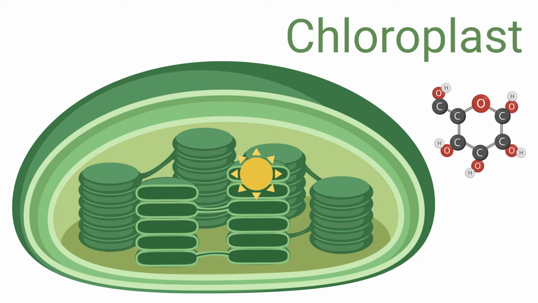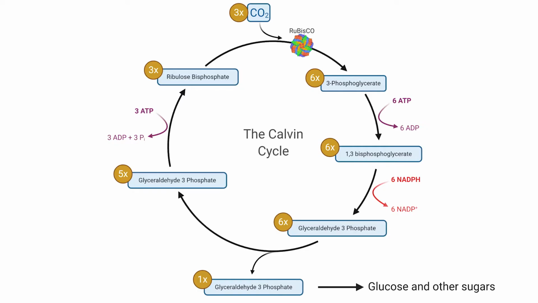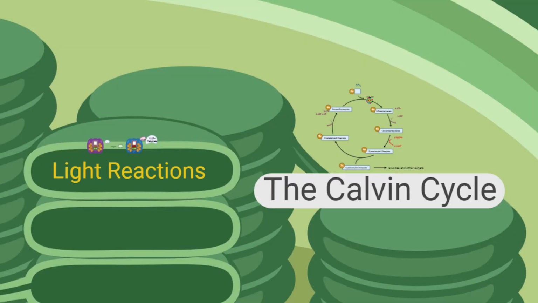This happens in two stages. One is the light reactions, and two, the Calvin cycle. The chloroplasts are the location of both systems. Light reactions convert light into cellular energy, and the Calvin cycle uses that energy to make carbohydrates.